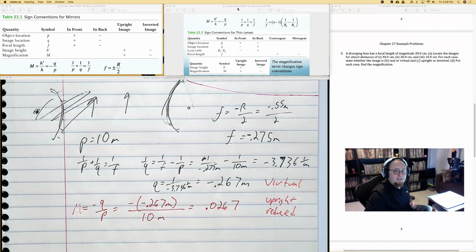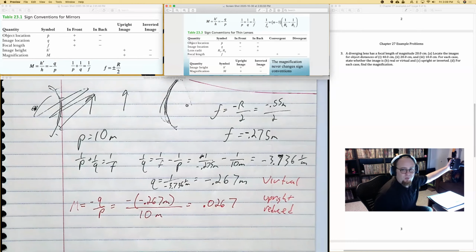So now we're going to talk about lenses. So that's going to be this set of equations over here, which mostly is the same. These and these equations are exactly the same. The only difference is finding the focal length. For a mirror, it's just half the radius. For a lens, you need a complicated equation, whether or not it comes into play on the exam is going to be a question anyways.